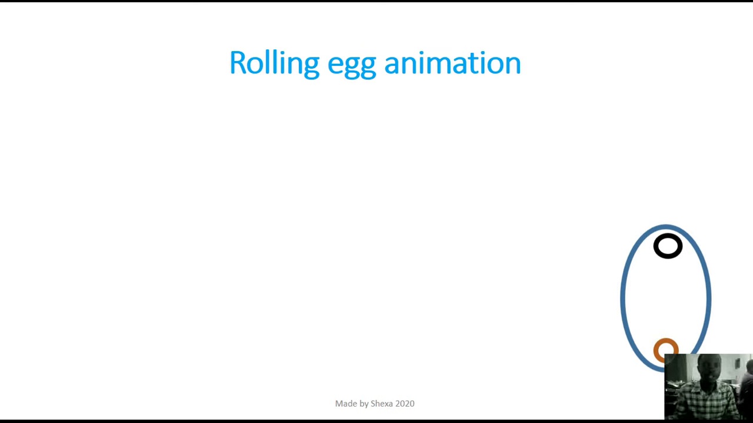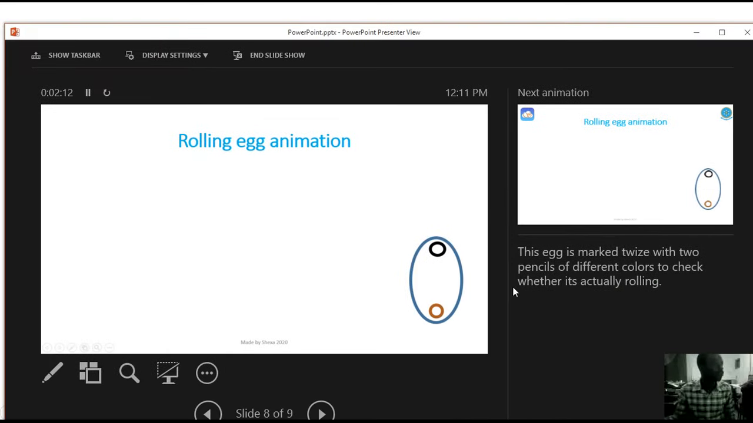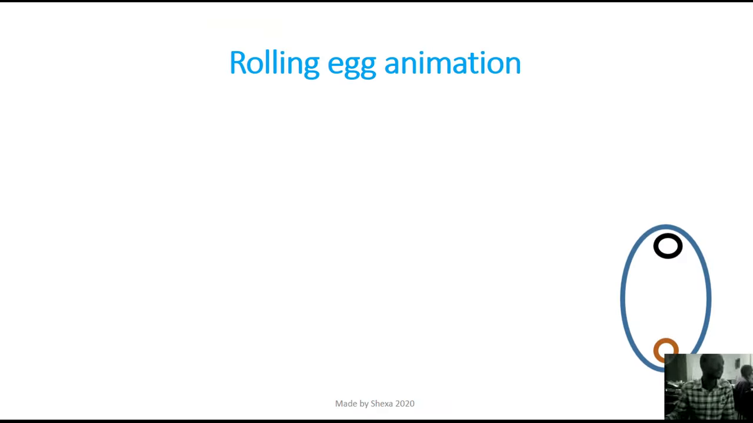And here I may read presenter's notes on this slide, because here you cannot see any text, but I might want to say something that I may not remember by heart. So I put additional notes in the presenter's notes. So I might read this: this egg is marked twice with two pencils of different colors to check whether it's actually rolling. And that's what you are seeing here.